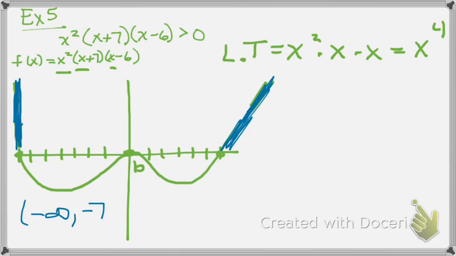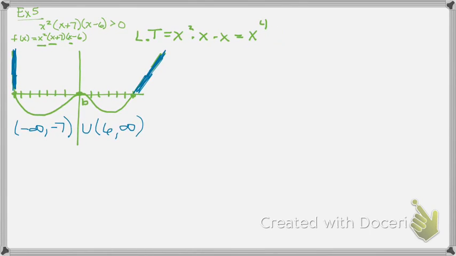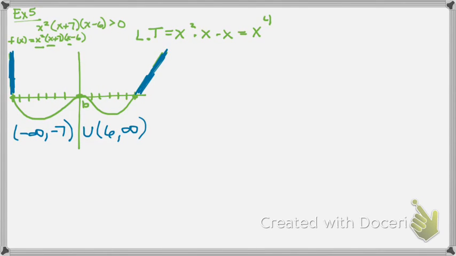Do I include the negative 7? Actually, I do not, because there is no equal to sign right here. It just says greater than, it does not say equal to, so I use a parentheses. And I union that with positive 6 to infinity, and that's your answer. That's where it's above the x-axis. Does that make sense?